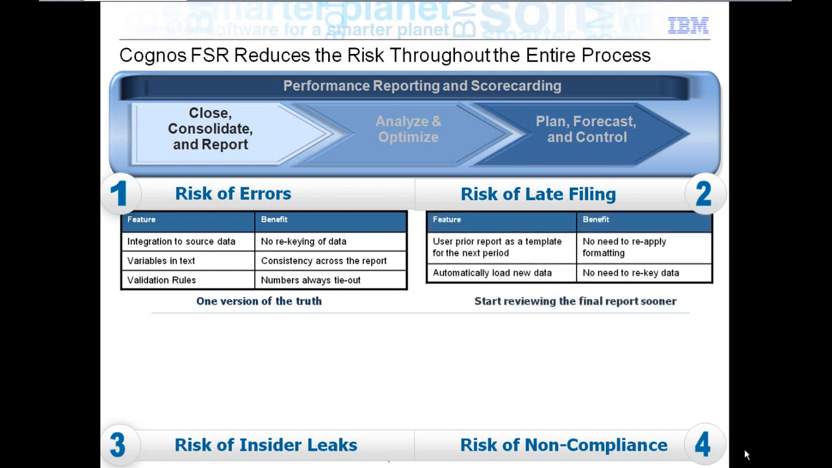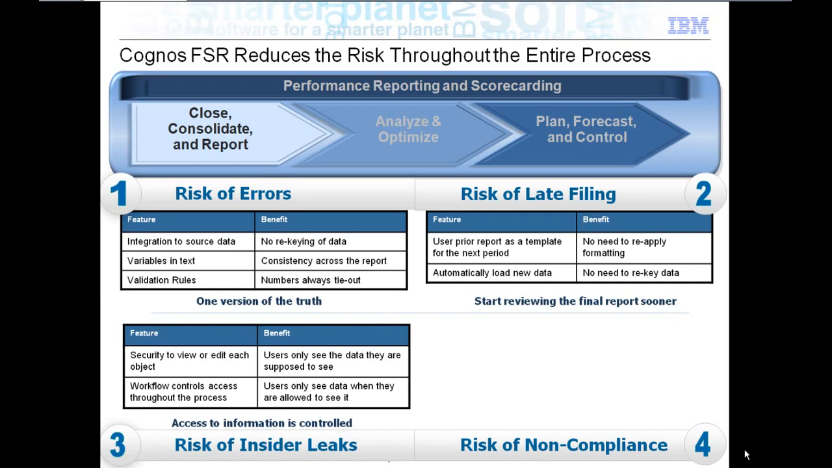A risk of late filing: typically what we see is a large degree of time spent on reapplying formatting, rolling forward a report manually, picking up and literally moving over columns of data, and rekeying a large volume of data as well. Well, with Cognos FSR, you'll be able to use your prior reports as a template for the next period. We'll automatically load in your new data, as well as automatically load in your XBRL tags.